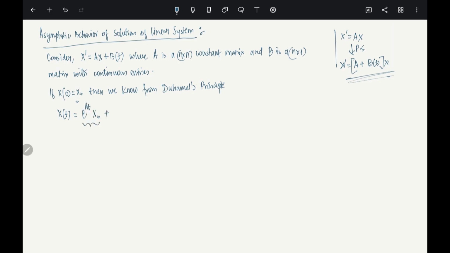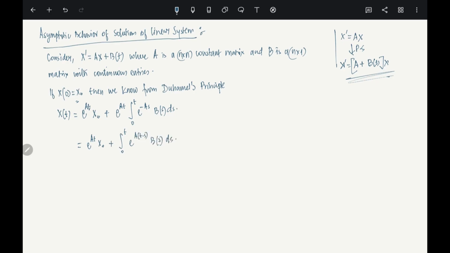Plus, this is the solution of the homogeneous equation, and then the particular solution of the inhomogeneous equation, which is given by e to the power At integral 0 to t e to the power minus As b of s ds. That's the Duhamel principle. I wrote it in terms of the fundamental matrix, but in this case the fundamental matrix is e to the power At. If you want, you can write it as e to the power At times x naught plus integral 0 to t e to the power A(t minus s) b of s ds.